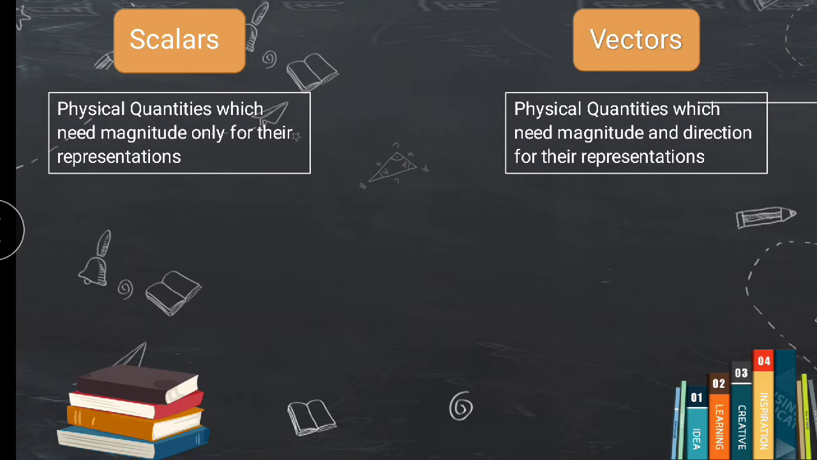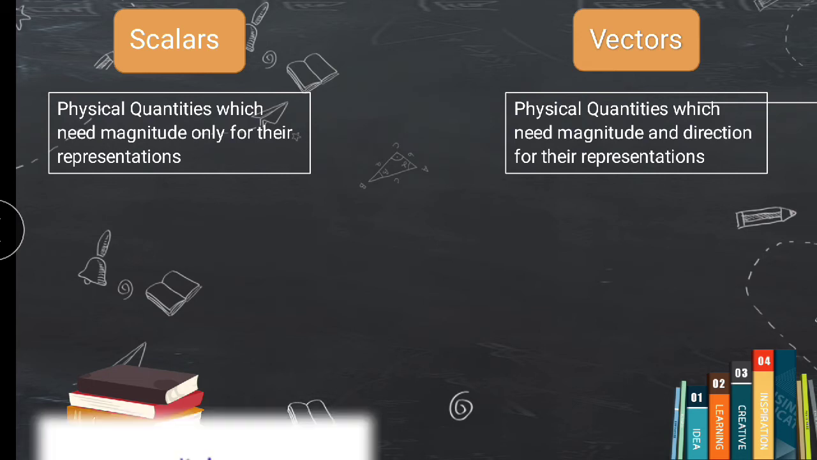That means in the case of velocity, it is necessary for us to have the magnitude, that is the distance of that village from our starting point, as well as the direction in which that village is. So we need both magnitude as well as direction, right?